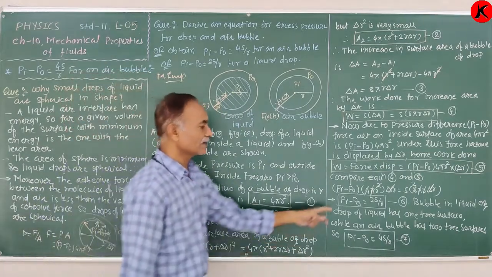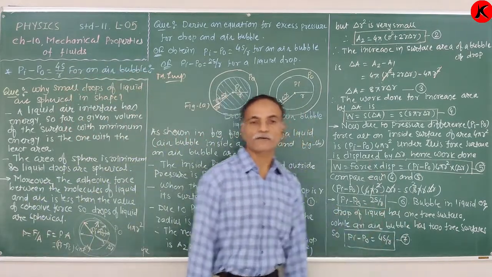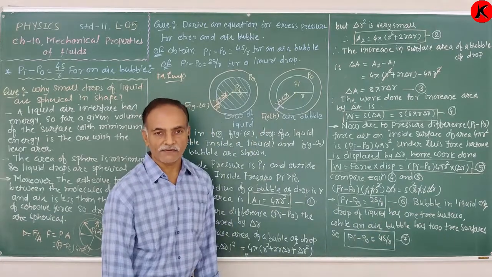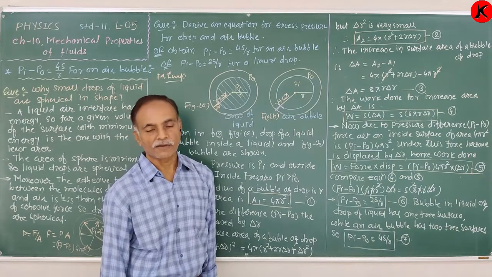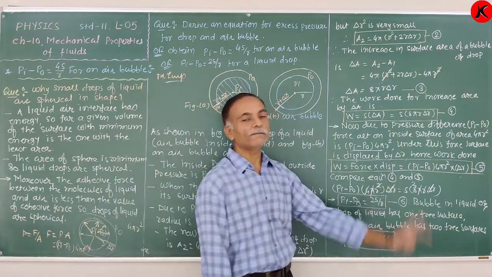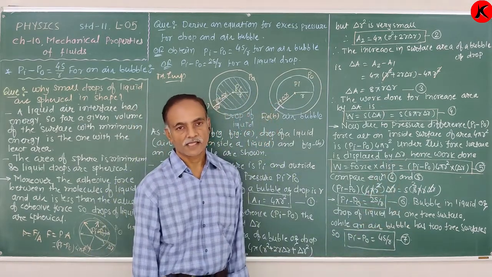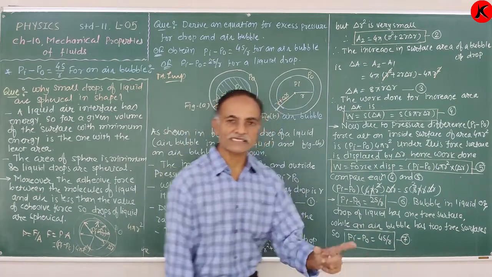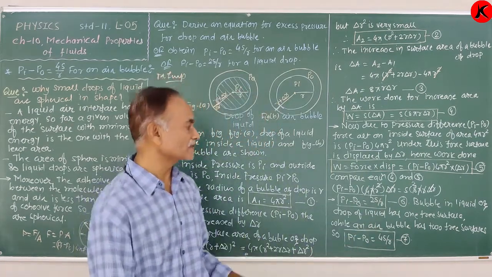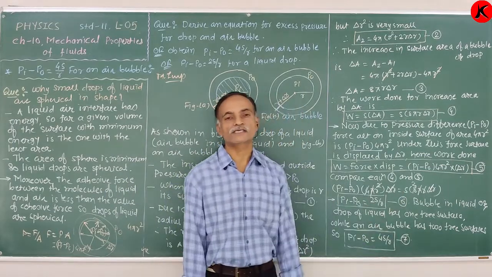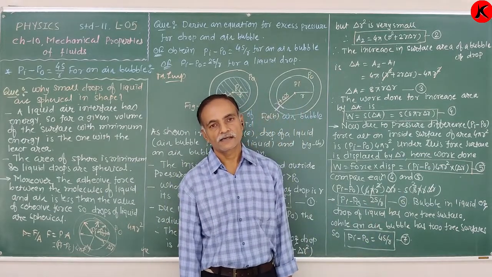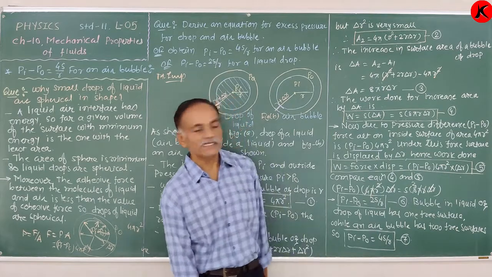That is the equation of the pressure difference in the case of a bubble in a liquid or a drop of a liquid, because it has one free surface. While the air bubble has two free surfaces. Therefore, this equation is written as Pi minus Po is equal to 4S upon R. Clear? So that is very easy.